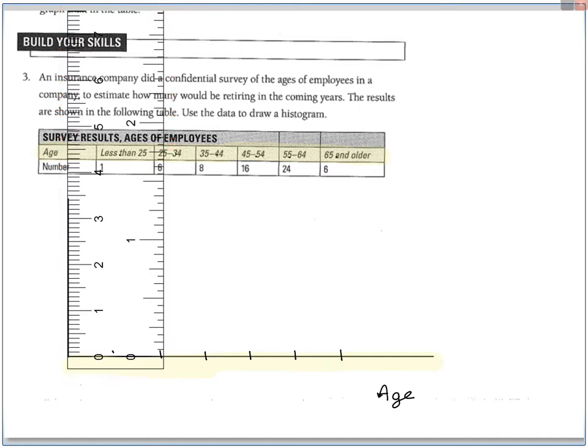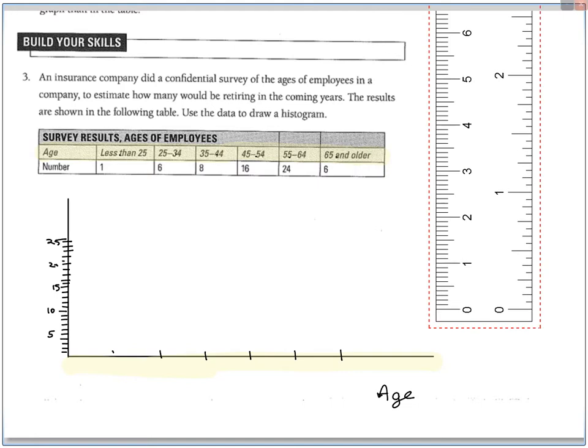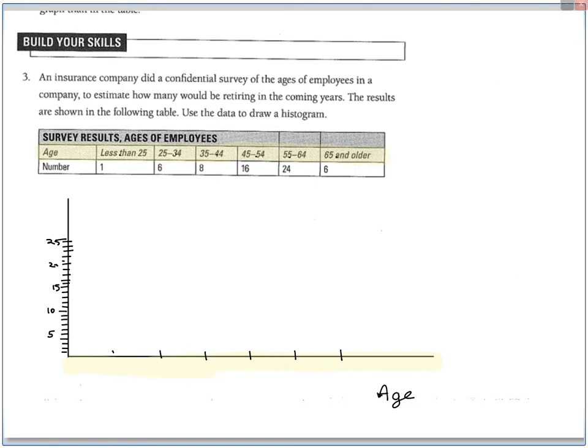Let's do that. Put a tick. 1, 2, 3, 4, 5, 6, 7, 8, 9, 10. You don't have to put every number, but every 5 maybe. 11, 12, 13, 14, 15, 16, 17, 18, 19, 20, 21, 22, 23, 24, 25. Okay, now I'm organized.